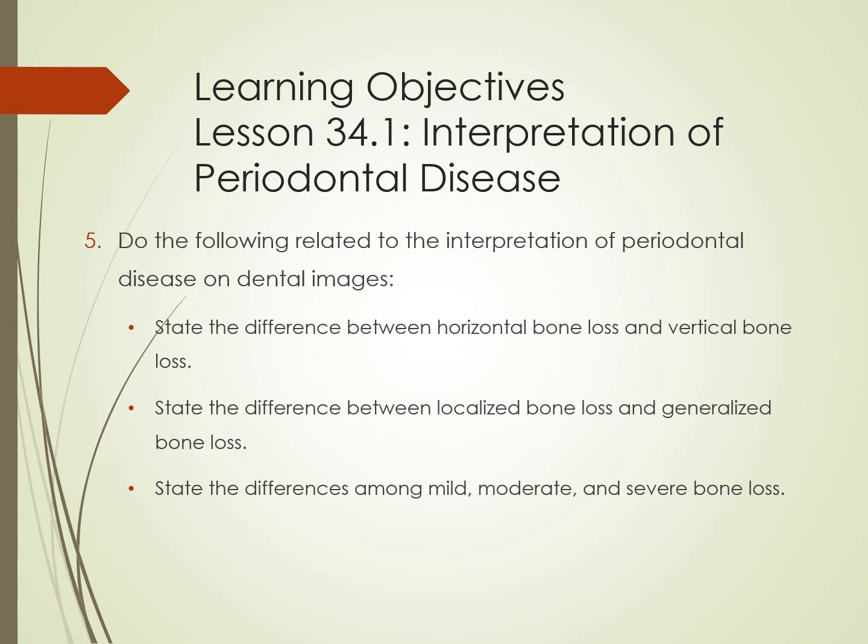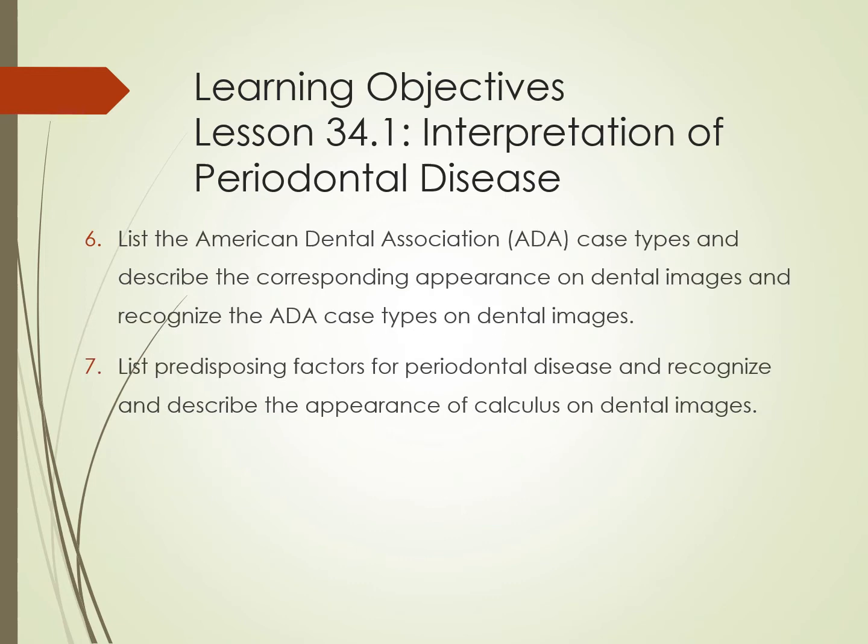You'll need to be able to do the following related to the interpretation of periodontal disease on dental images. State the difference between horizontal bone loss and vertical bone loss. State the difference between localized bone loss and generalized bone loss, and state the differences among mild, moderate, and severe bone loss on a radiograph. You'll be able to list the American Dental Association case types and describe the corresponding appearance on dental images and recognize the ADA case types on dental images. And we'll also list predisposing factors for periodontal disease and recognize and describe the appearance of calculus on dental images.